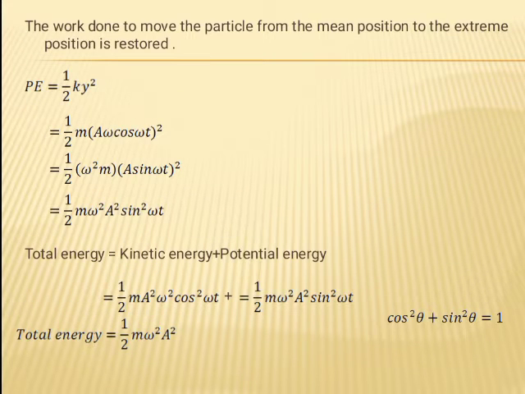You can see here the work done to move the particle from the mean position to the extreme position is restored. There is a restoration happening. So what is that restoration, and how did your potential energy become half k y square? Now if I consider a spring, there is a restoring force in it. So this is the spring constant formula.